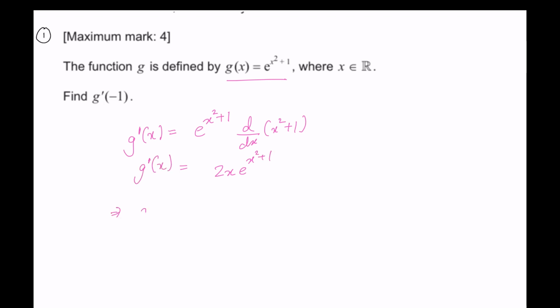Now we have to find g dash of minus 1. G dash minus 1 will be 2 times minus 1, e to the power of minus 1 whole square plus 1. That is minus 2 e to the power of 1 plus 1, which is 2. So minus 2 e squared would be the answer to the first question.